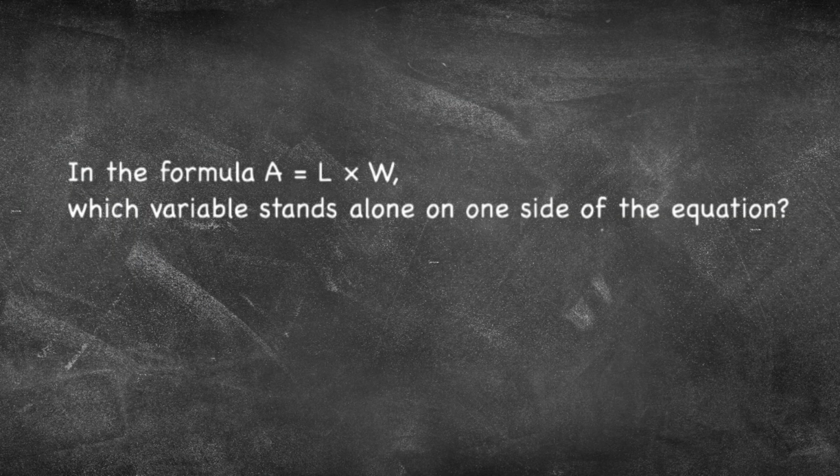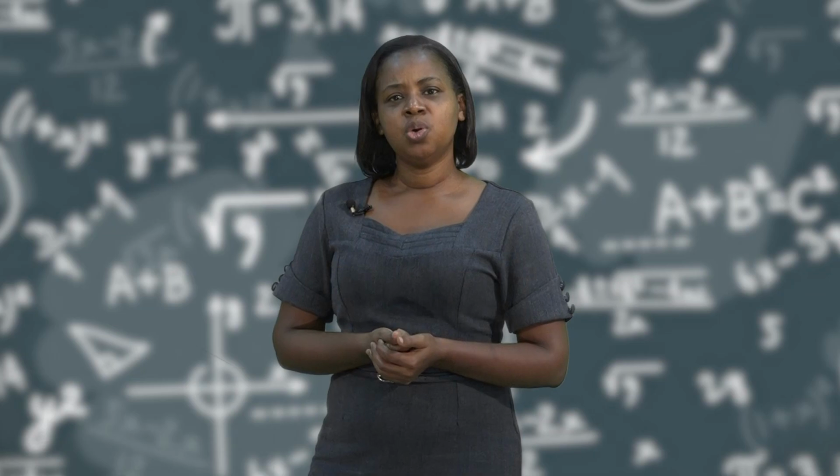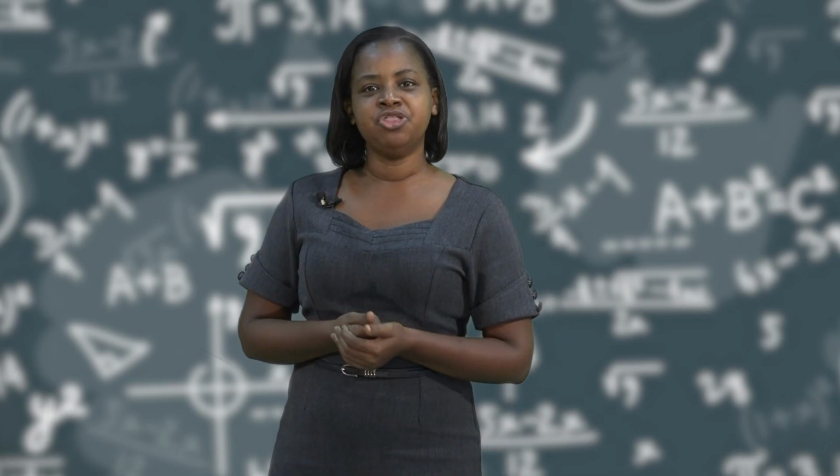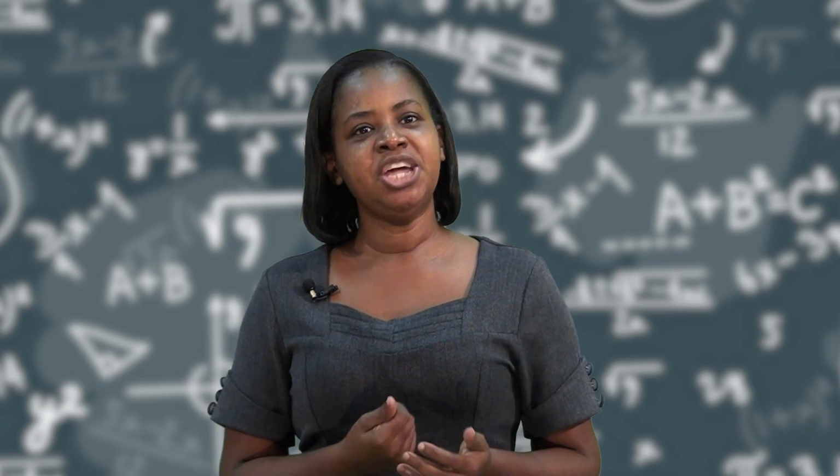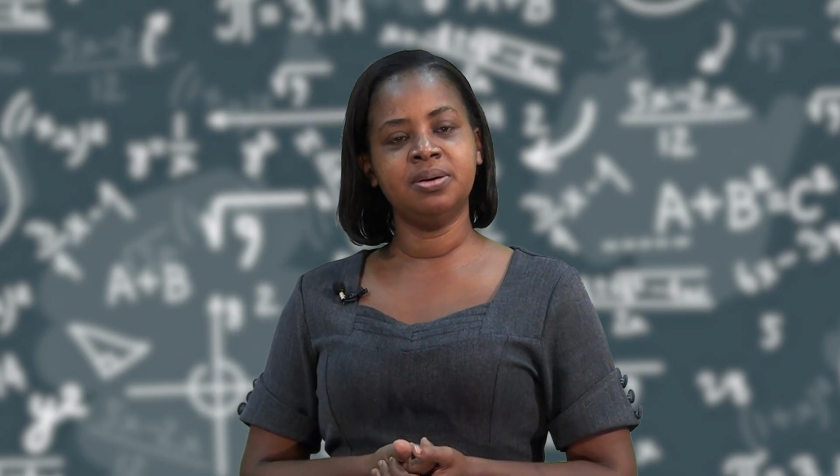Excellent! A is equal to L times W is correct. In this formula, which variable stands alone on one side of the equation? You are correct. A is alone on one side of the equation. What about the formula for finding the circumference of a circle? Can you recall that formula?